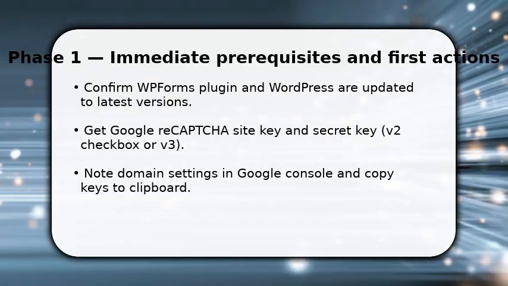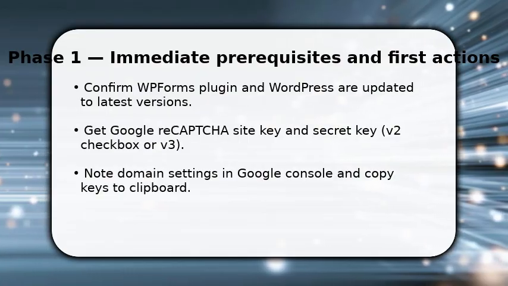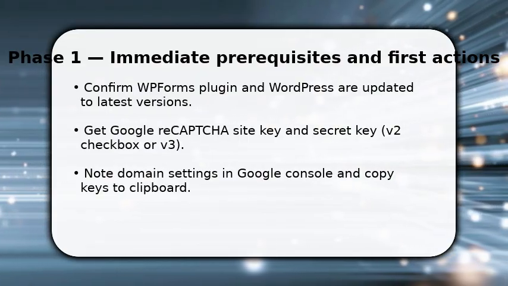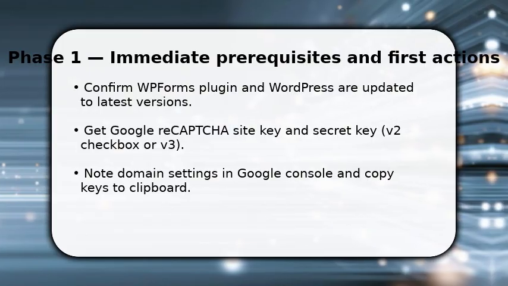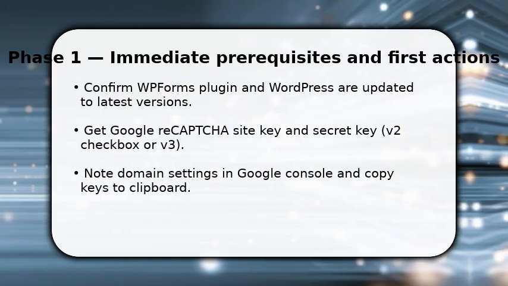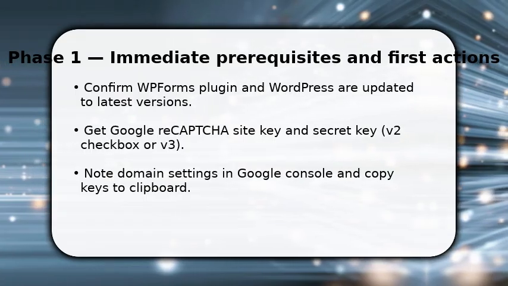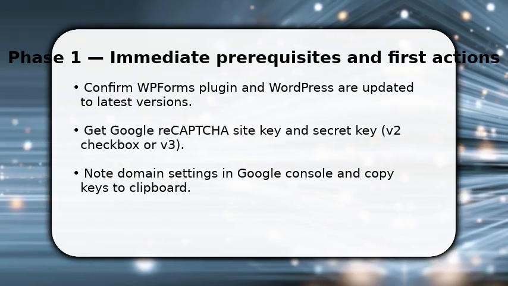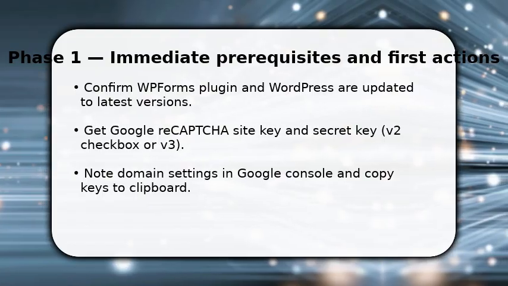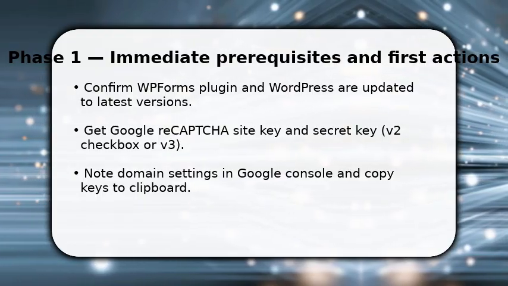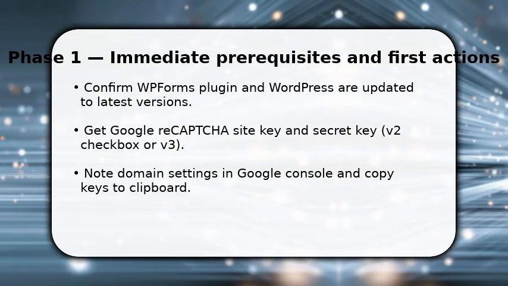You start by confirming the essentials: WPForms active and WordPress updated, because outdated code breaks integration. Next, go to Google reCAPTCHA, choose V2 checkbox or V3 and register your site. This gives you a site key and secret key. Once done, copy both keys and ensure your registered domain matches your site URL.